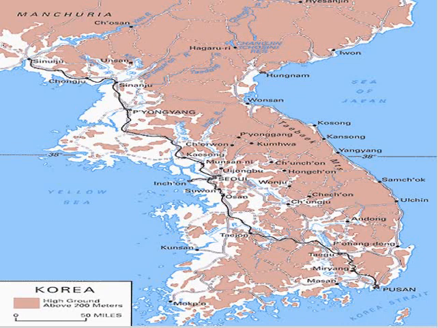If you see the map here, this clearly demarcates and clearly shows the geographical location of North Korea and South Korea, and North Korea and South Korea are separated by a 38-degree parallel.